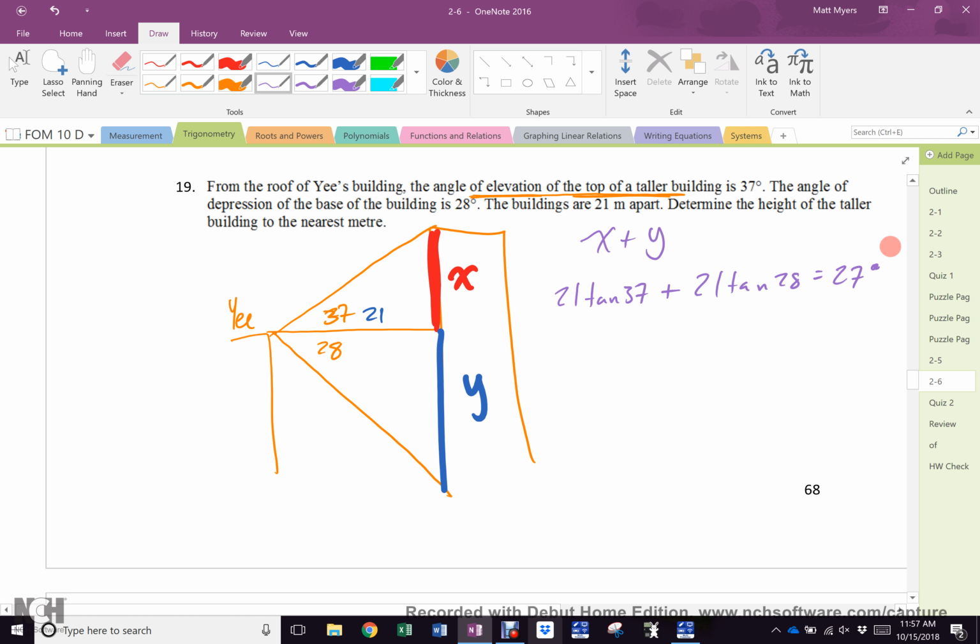Where's the right angle? Same place it always is, on the vertical side. Between the vertical and the horizontal.